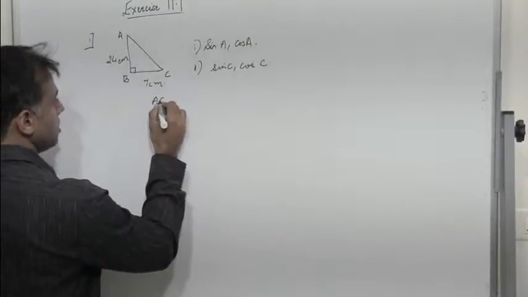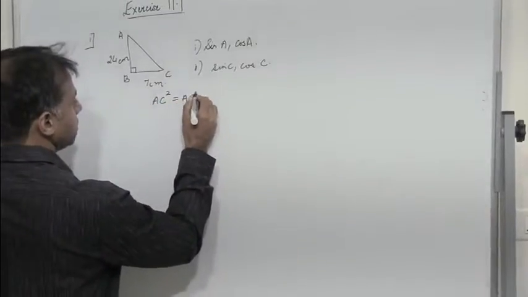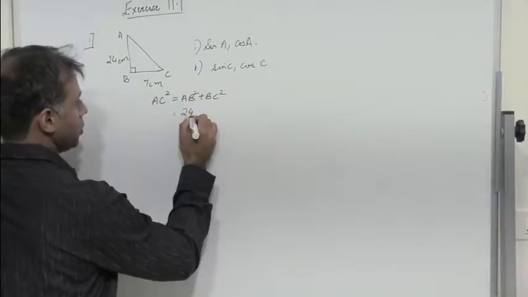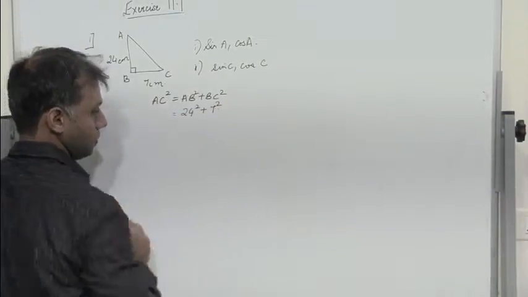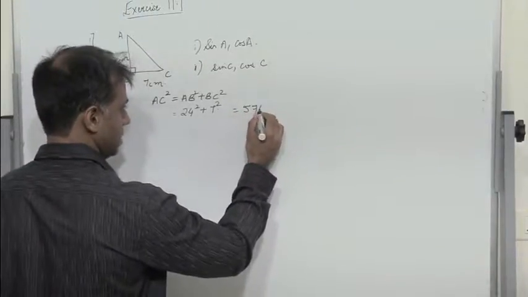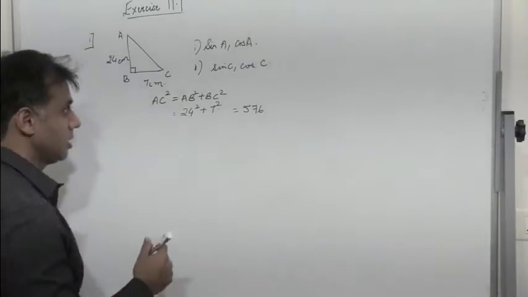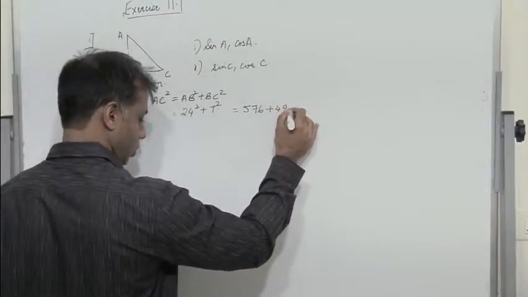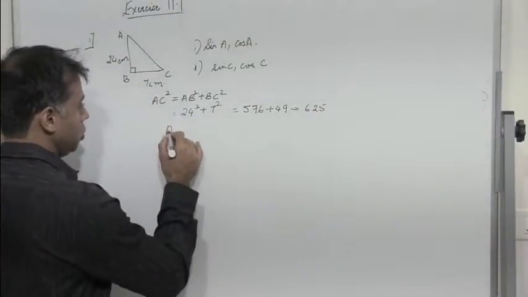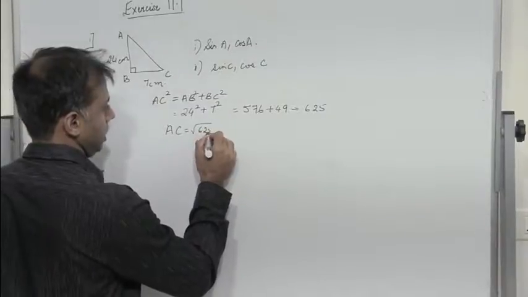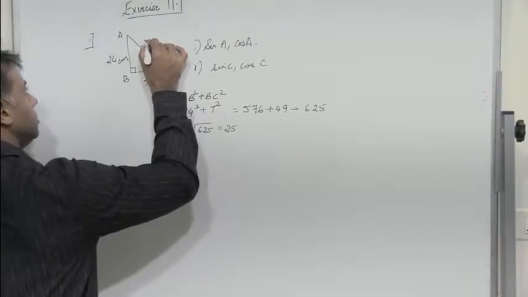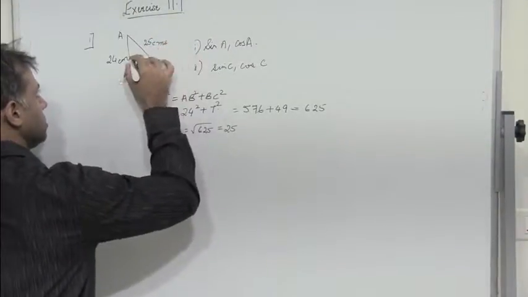So using Pythagoras theorem, AC square is AB square plus BC square, right? So this is 24 square plus 7 square. So what do we get? What is 24 square? It is 576. So you need to calculate, and we know that 7 square is 49, which gives me 625. So 625 root is 25. Okay, so now we find AC, which is 25 centimeters.